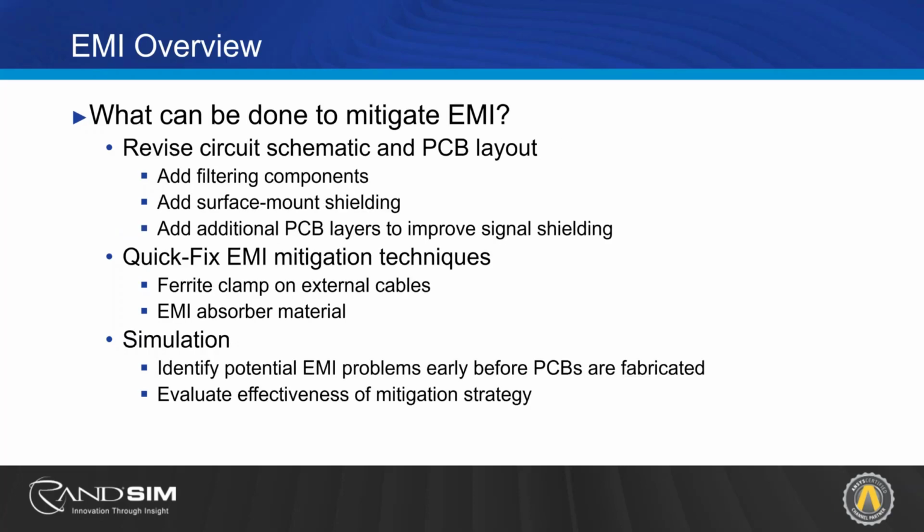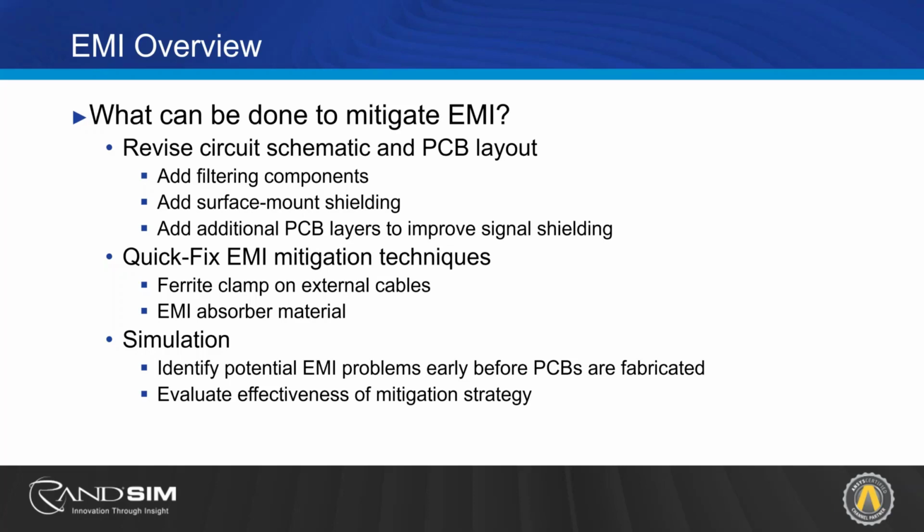So what can we do to mitigate it? The typical process for mitigating EMI is revising the circuit schematic and revising the PCB layout. And this comes in a few different ways. The first and foremost is adding filtering components, so series ferrites off of power supplies or decoupling capacitors on power rails or on any signal traces that have a lot of energy flowing through them.